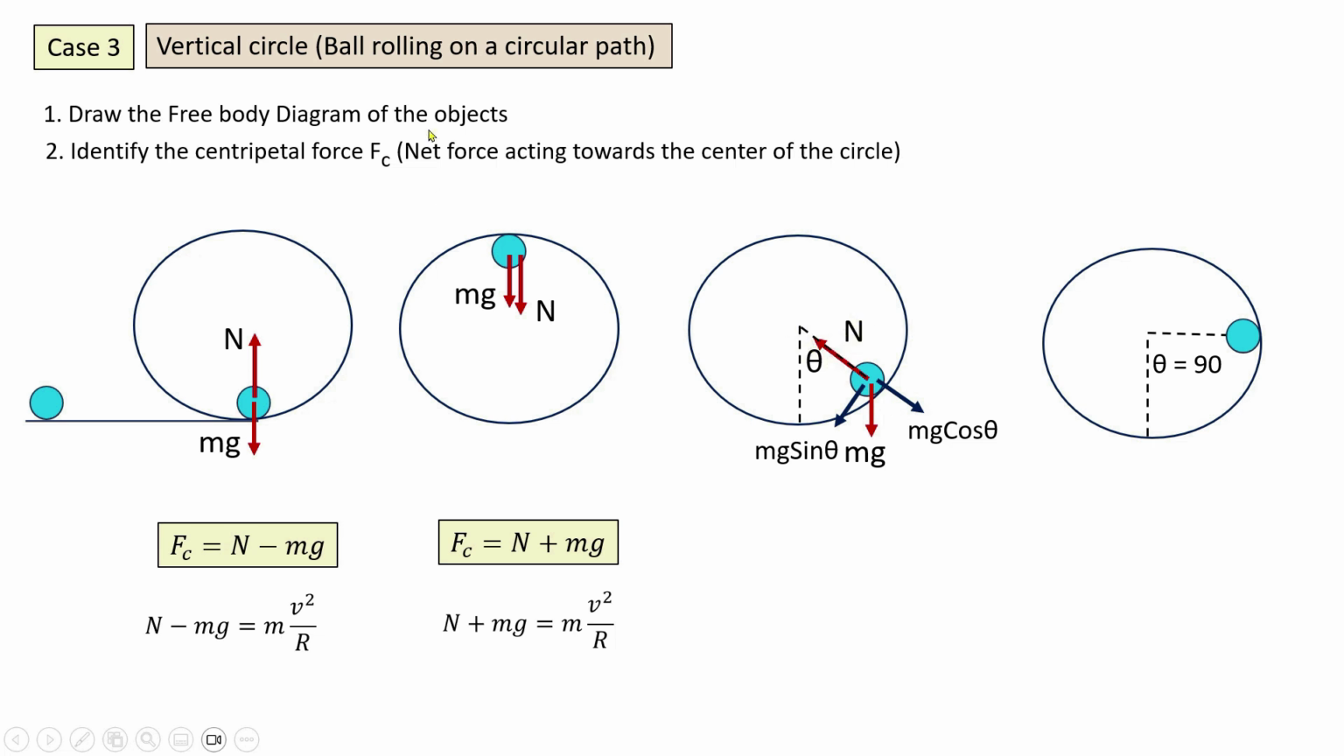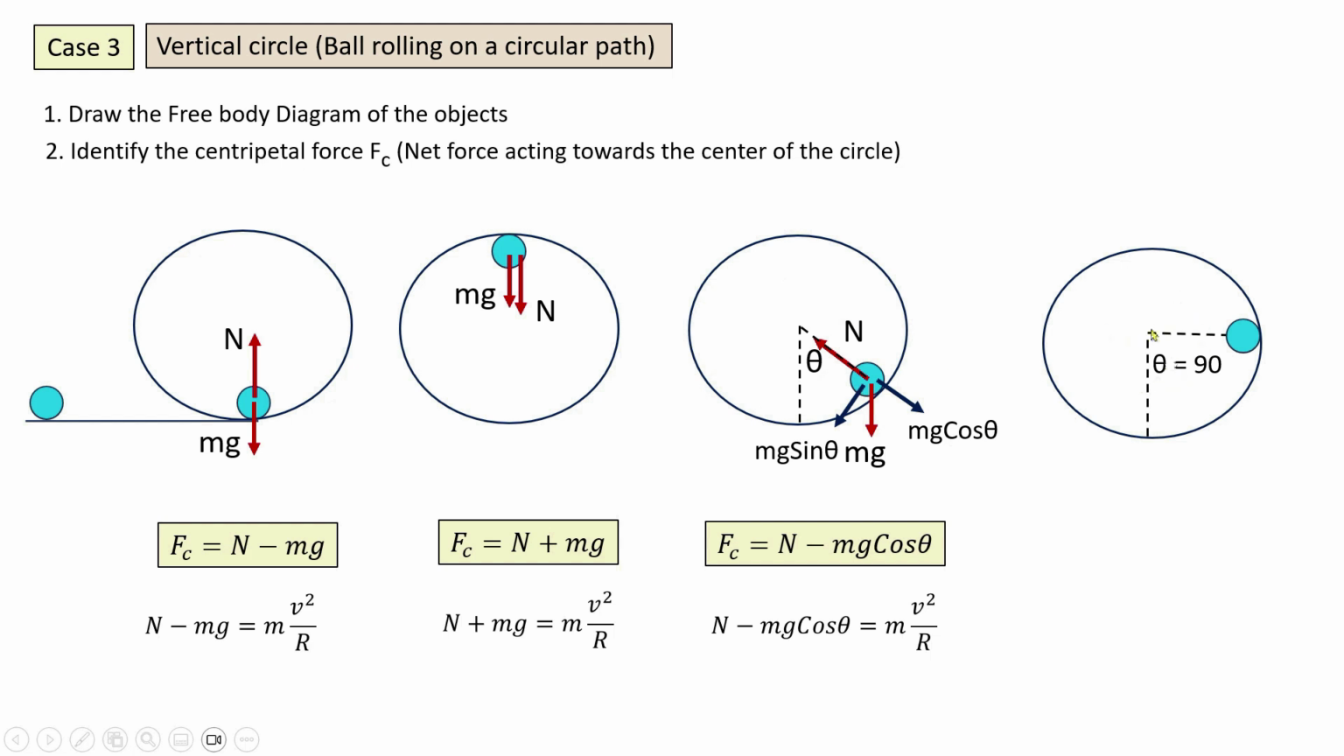So now you can see mg cos theta is going away from the center and N is towards the center. So to find the net force, N and mg cos theta, since they are opposite, we just subtract them. So the centripetal force will be N minus mg cos theta, which will be equal to mv squared by r. And please note, the mg sin theta has no role to play in centripetal force. For centripetal force, we only consider the N and that component of mg which is going away from the center. So this is case 3.